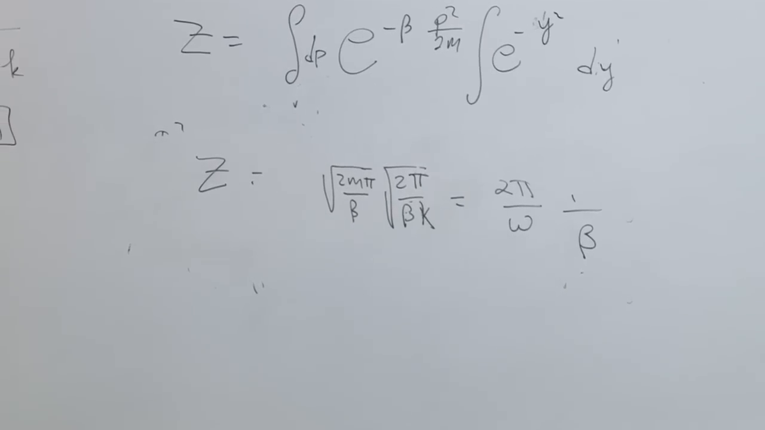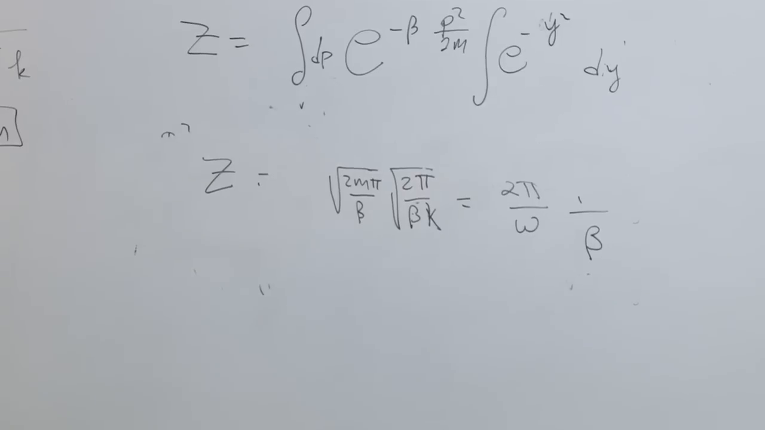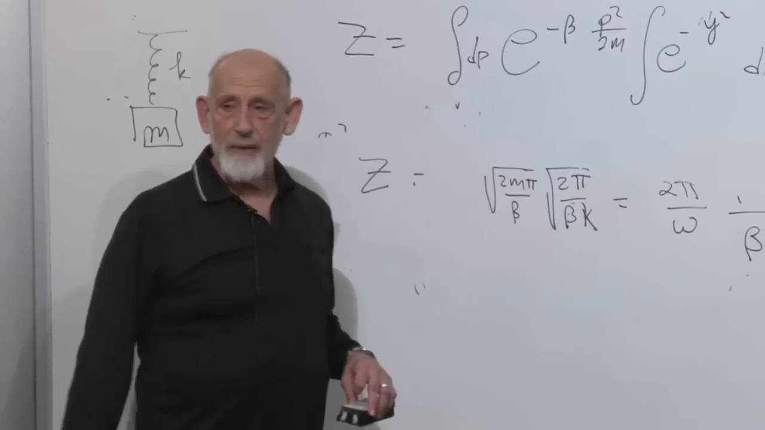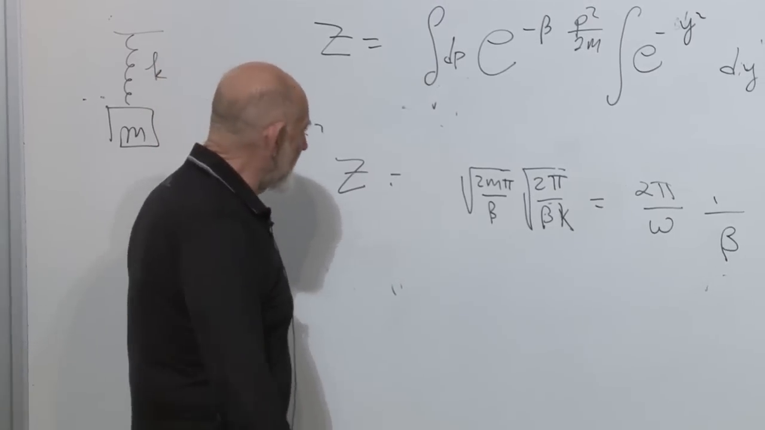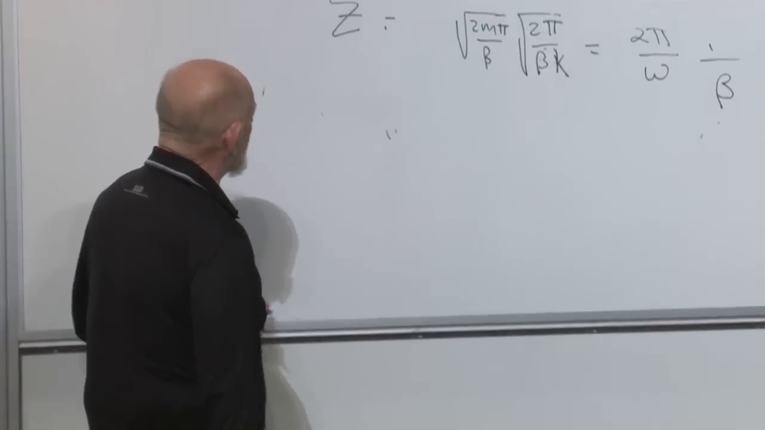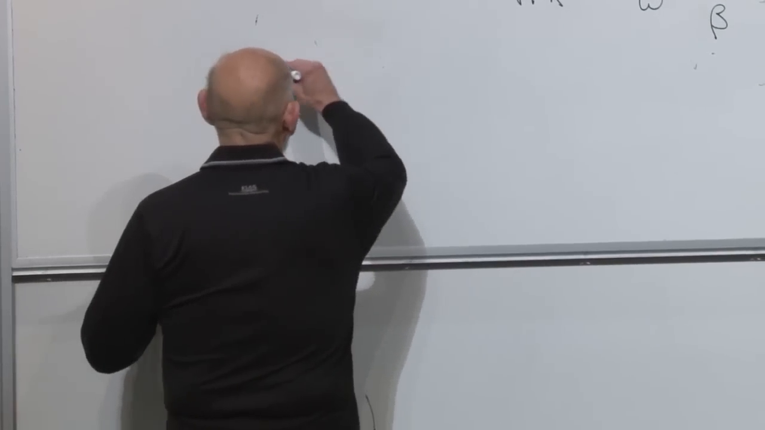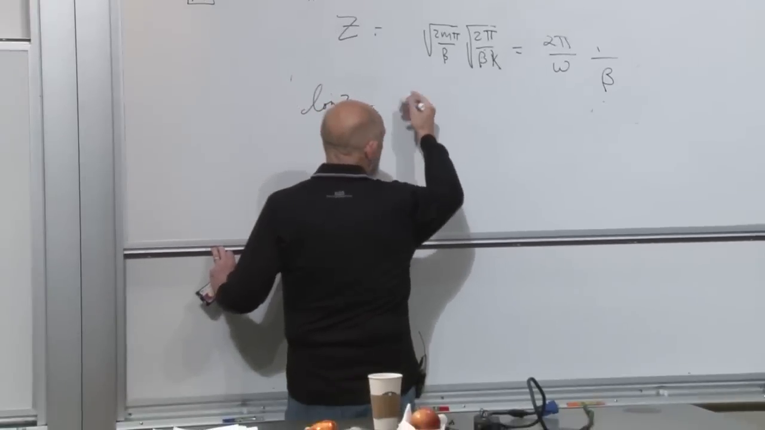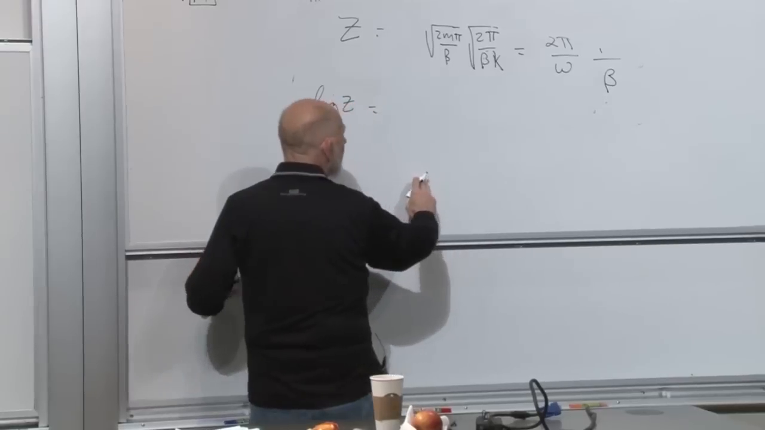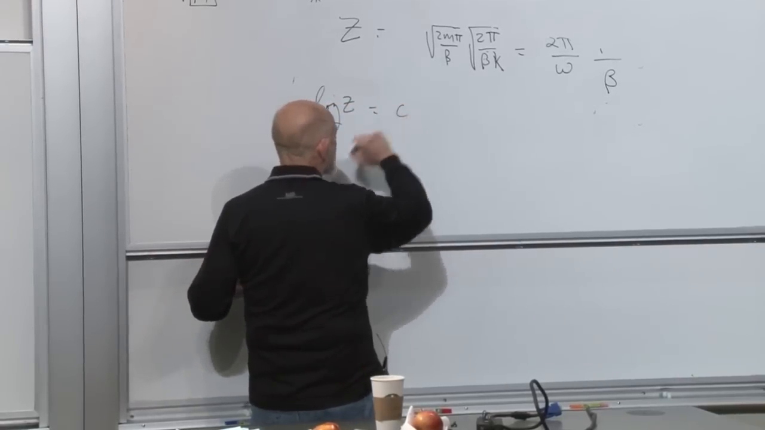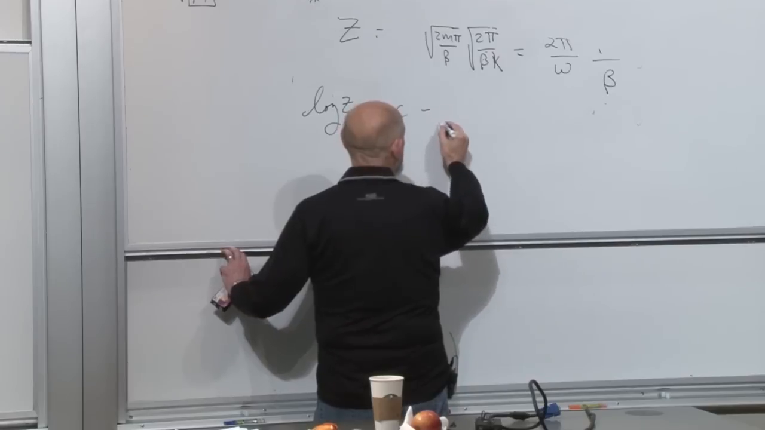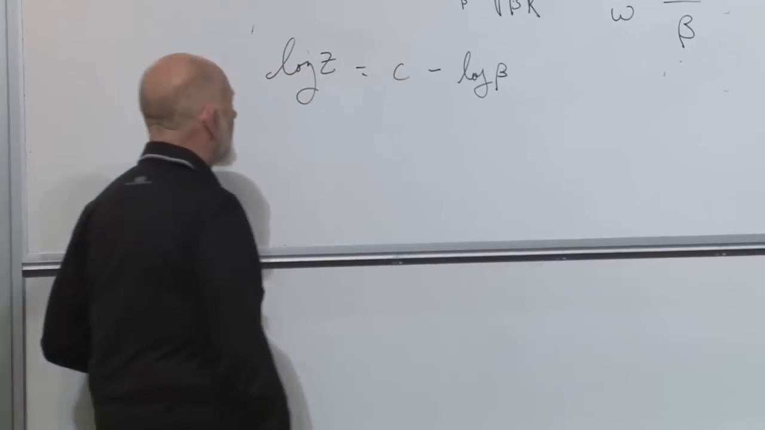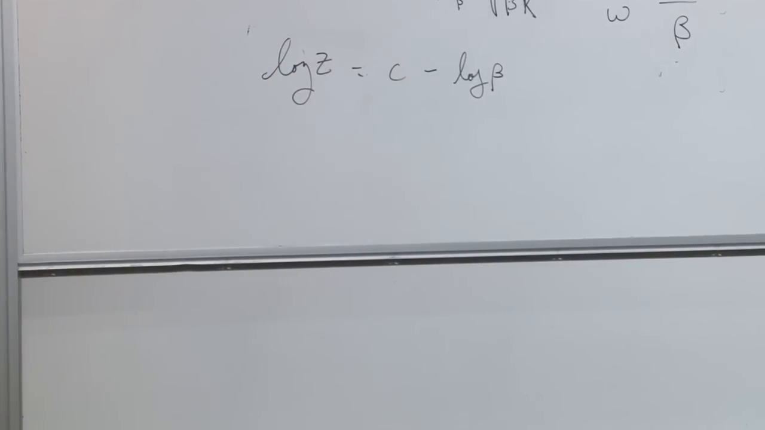Now let's calculate the energy of the oscillator. How do we do that? We calculate the logarithm of z and differentiate it with respect to beta. That's the formula that we've learned to use and to trust. So log z is equal, there's a log of 2 pi over omega, that's a constant, so let's write it as a constant, and then minus log beta. That's equal to log z.